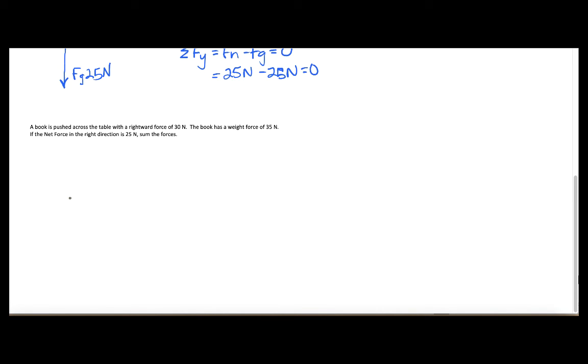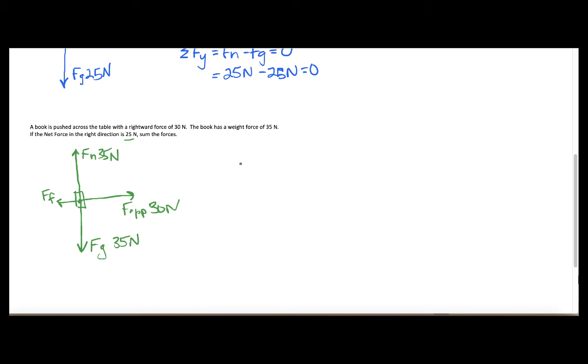So in this example, we have a book being pushed across the table with a rightward force of 30 newtons, and it has a weight force of 35 newtons. If the net force in the right direction is 25 newtons, then sum the forces. So this one makes you think a little bit more. If the net force in the right direction is 25 newtons, that means there has to be something working against it, some force of friction. And then again, it's not going through the table, so that normal force from the surface of the table is going to balance this out.